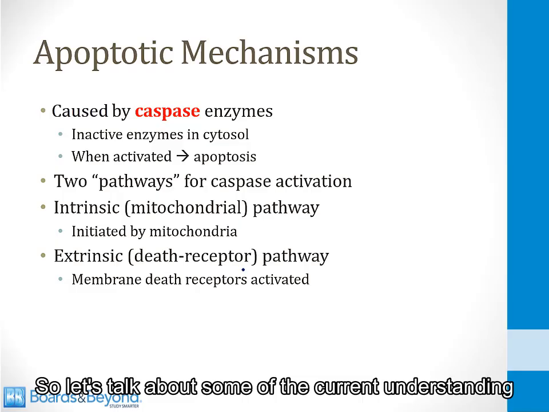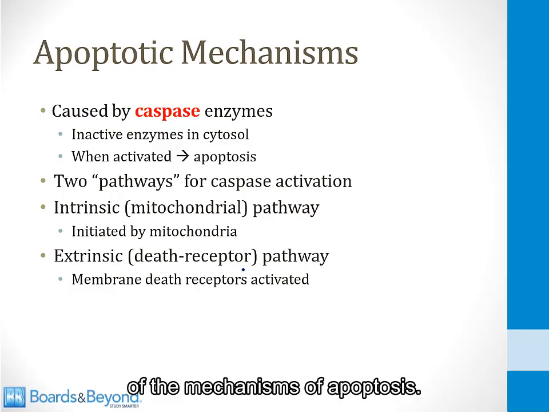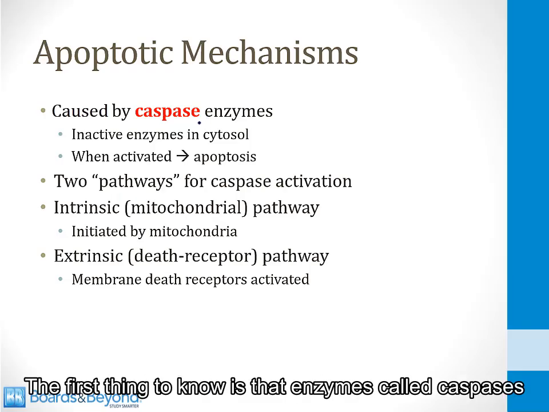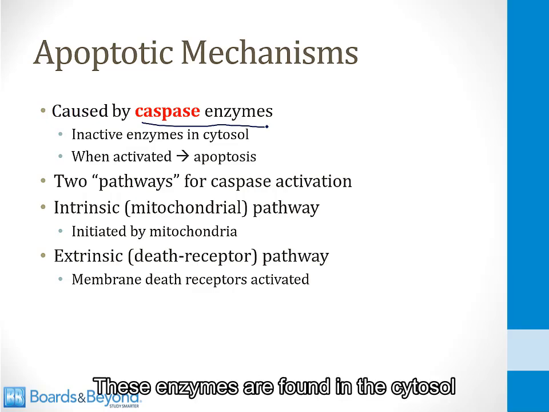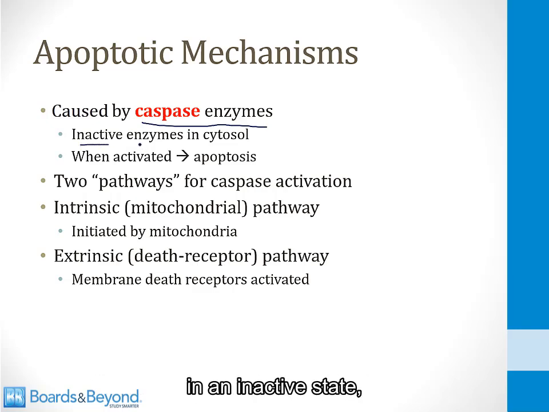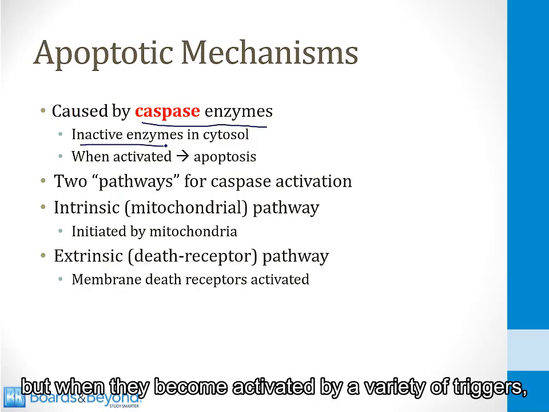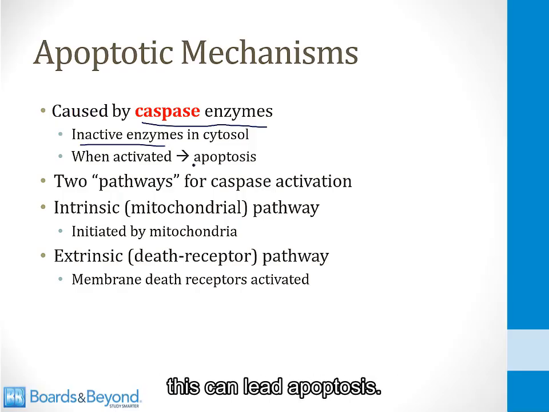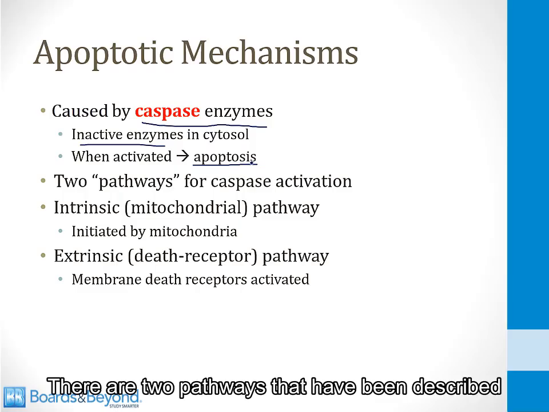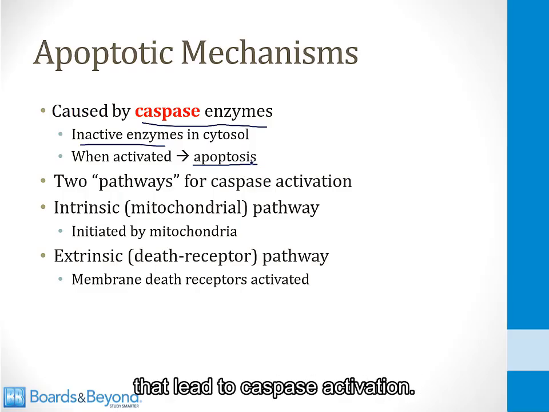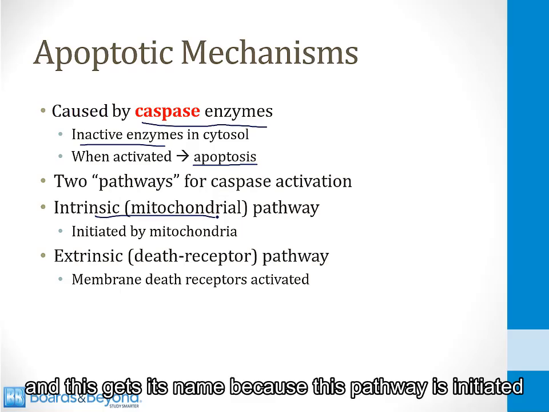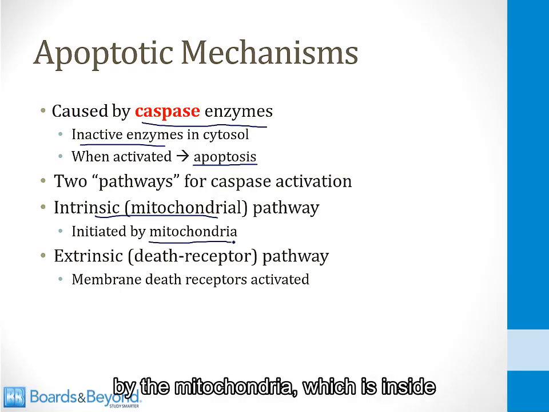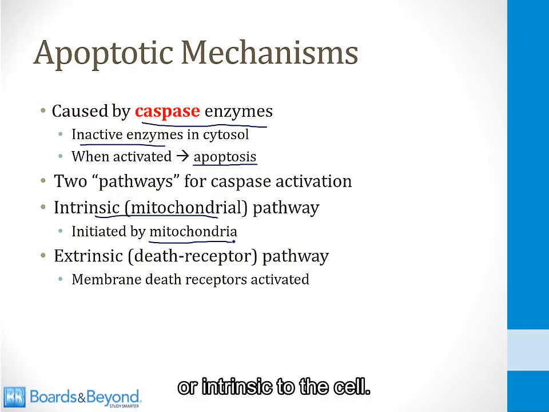So let's talk about some of the current understanding of the mechanisms of apoptosis. The first thing to know is that enzymes called caspases are critical to apoptosis. These enzymes are found in the cytosol in an inactive state, but when they become activated by a variety of triggers, this can lead to apoptosis. There are two pathways that have been described that lead to caspase activation. The first one is called the intrinsic or mitochondrial pathway, and this gets its name because this pathway is initiated by the mitochondria, which is inside or intrinsic to the cell.